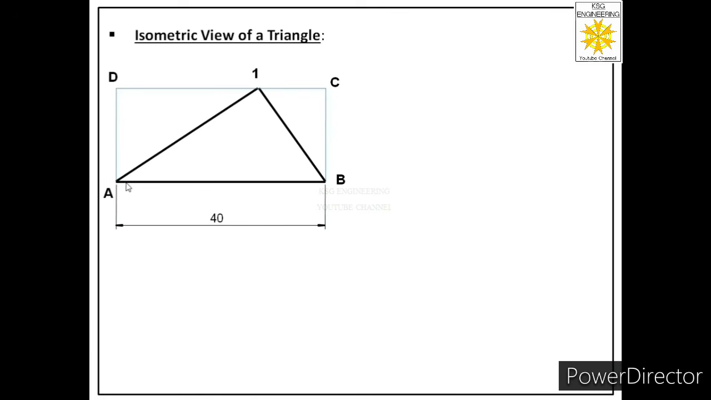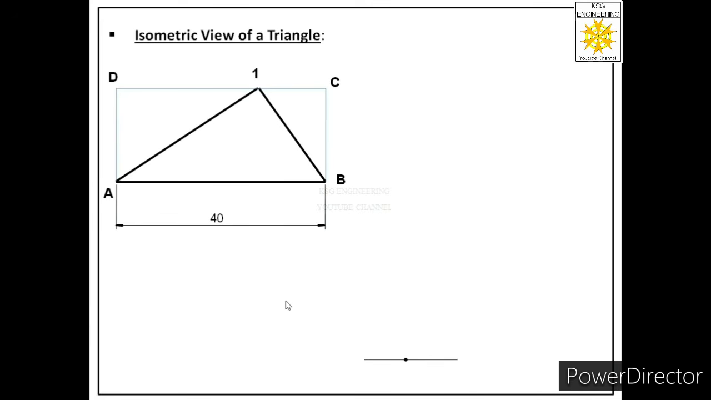So first of all, we will draw the isometric view of this rectangle ABCD, and let us draw its top isometric view. In top isometric view we use two axes, one axis towards right, one axis towards left, both at 30 degrees to the horizontal, and we don't use the vertical axis in top isometric view. So the first step is we will draw a horizontal line.